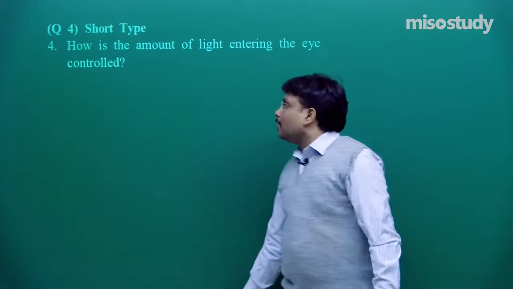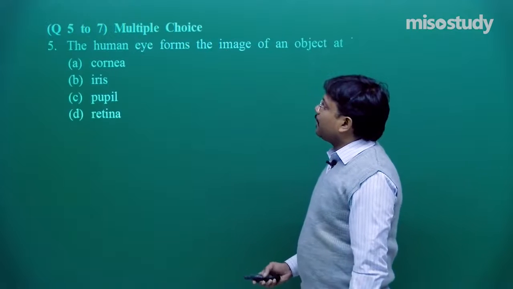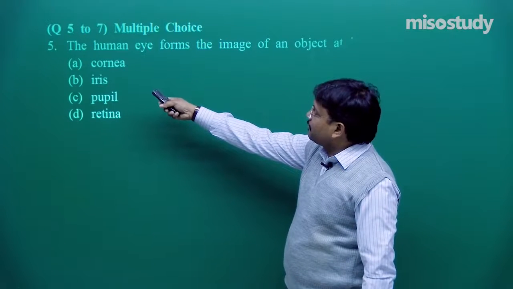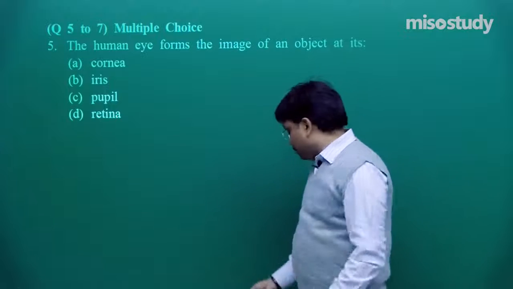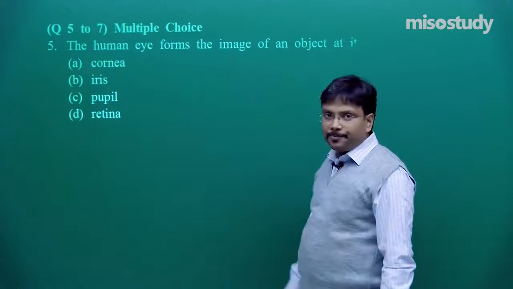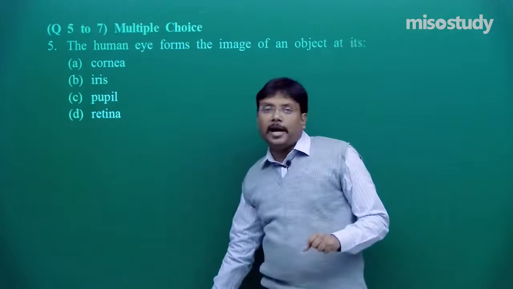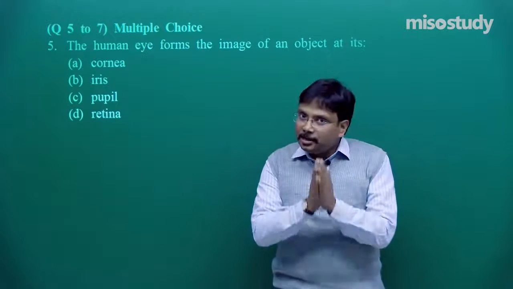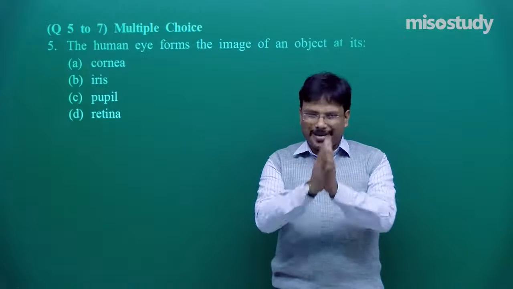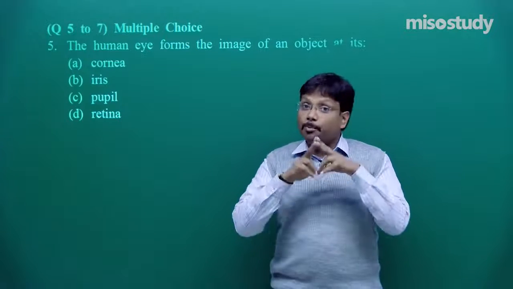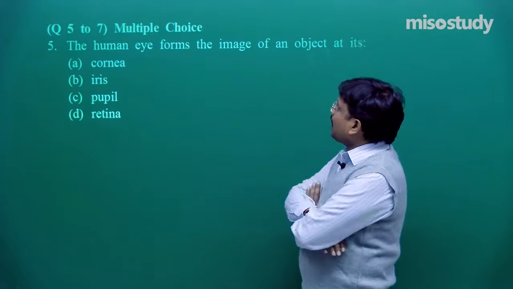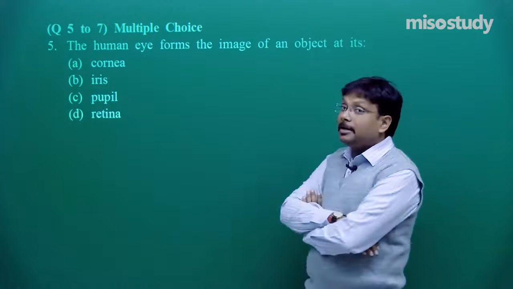Fine. Now, come on to question number 5, then question number 6, then question number 7. These 3 questions are multiple choice type questions. Here you need not write down anything. Read the question, think about the question, and then on the basis of your knowledge and understanding provide the answer. So, let us read this question. The human eye forms the image of an object at its.